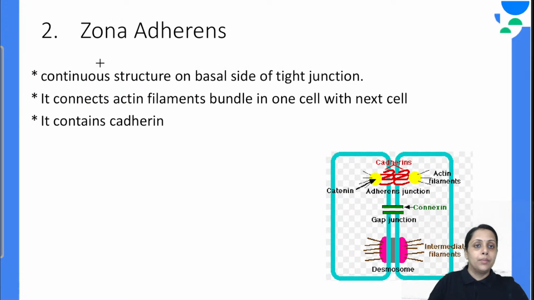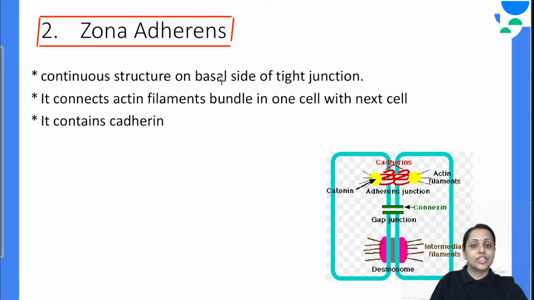Coming to the next one, that is zona adherens. This zona adherens is present at the basal side of the tight junction, as you saw in the diagram. They connect the actin filament of one cell to the actin filament of another cell, and they consist of a protein known as cadherin. So this is the cadherin, and they connect the actin filament of one cell to the actin filament of another cell.